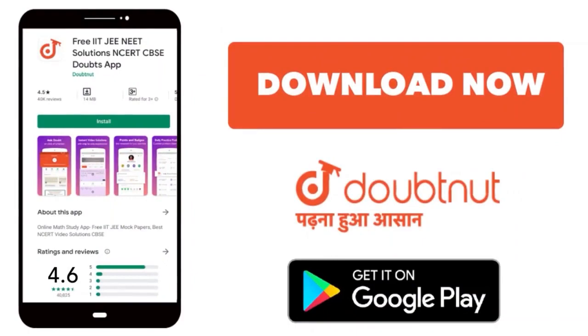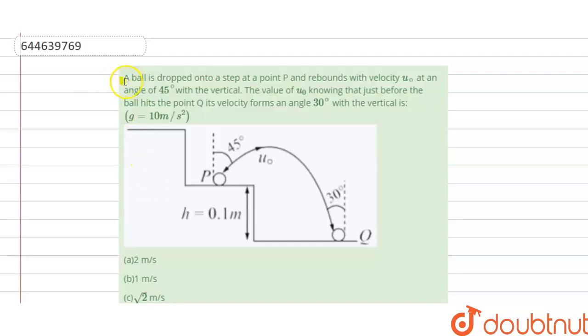Download Doubtnut app today. Hello students, today our question is: a ball is dropped onto a step at point P and rebounds with the velocity u0 at an angle of 45 degrees with the vertical. The value of u0, the initial velocity, knowing that just before the ball hits the point Q, its velocity forms an angle of 30 degrees with the vertical, is?